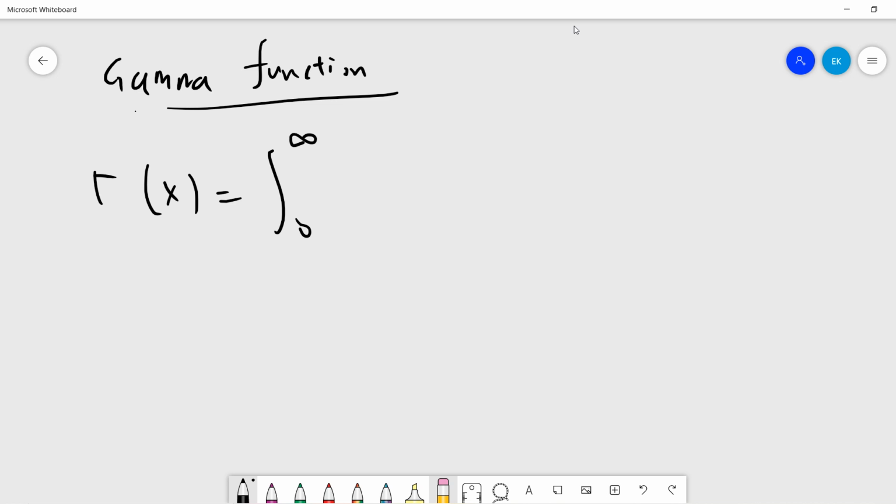Gamma z is equal to, let me use z, the integral from 0 to infinity of e to the minus t, t to the z minus 1 dt. Okay, so this is the gamma function.